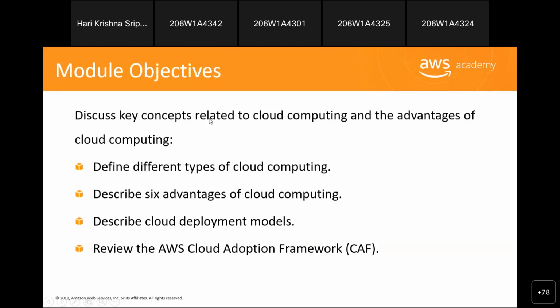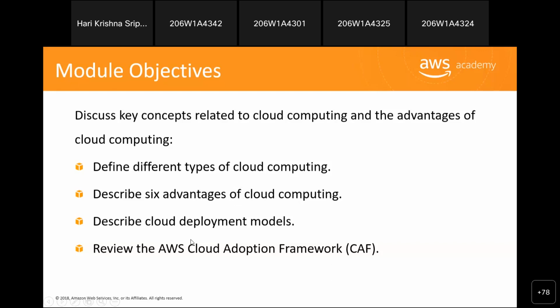So what we are doing here is discussing key points related to cloud computing and the advantages of cloud computing. We'll deep dive into this. I think we have covered the first one, define different types of cloud computing, yesterday. Next, describe 6 advantages of cloud computing. This is very important, as I told, the technical aspects. The technical advantages of cloud computing we will be covering.